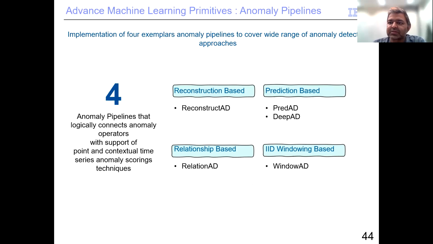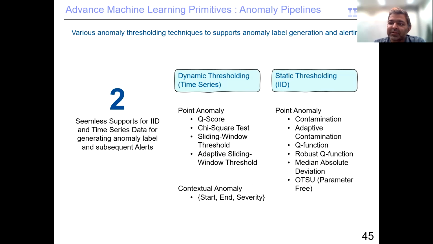So let me summarize. What I covered as a part of this topic 3 is a brief introduction about 4 types of anomaly detection pipeline. And once you have an anomaly pipeline set up, they will emit a real-valued anomaly score. And in order to make a good understanding of this anomaly score, we also support 2 different types of thresholding. One is static thresholding and another one is dynamic thresholding.